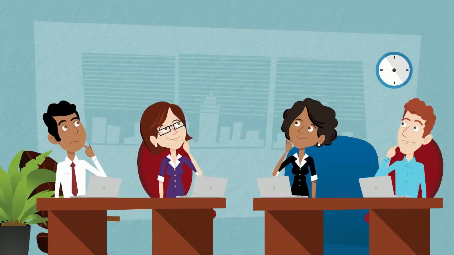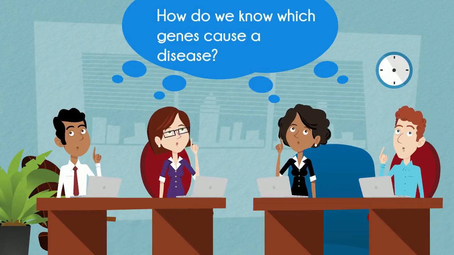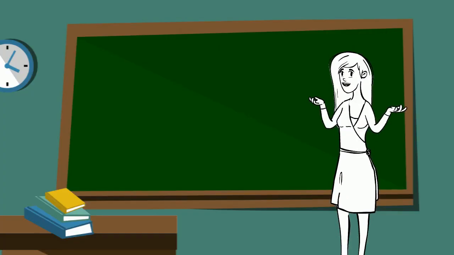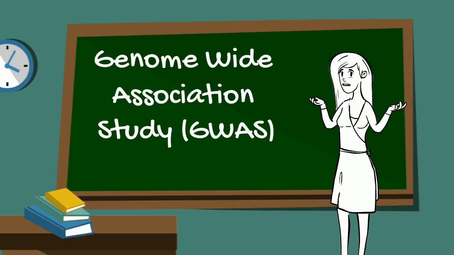Have you ever wondered how researchers can identify the specific genes associated with a particular disease? The answer to this is a process called genome-wide association study. Now, hearing this four-letter scientific process might confuse you, but don't worry, I will break this down for you. So let's start from the basics.